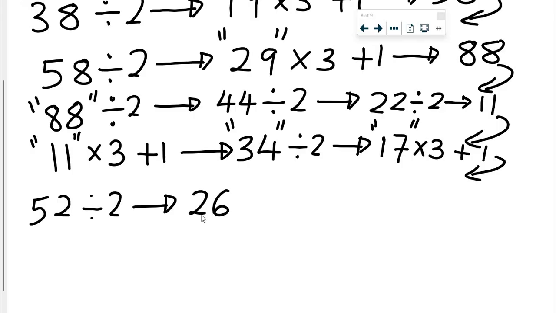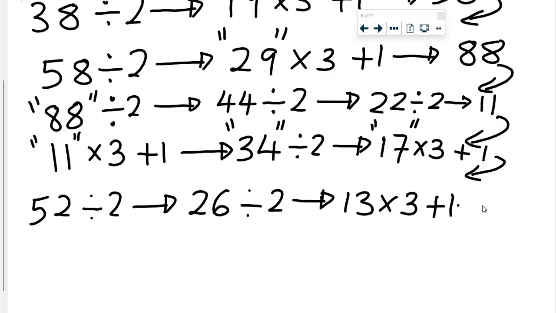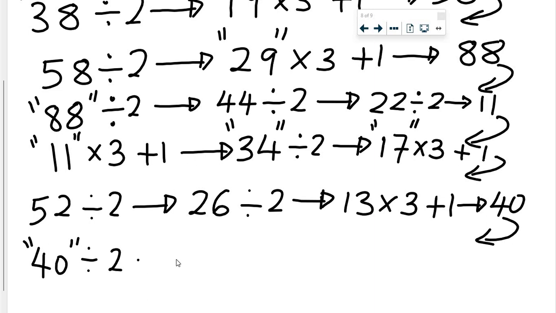Now 26 is even, you need to divide by 2. What do you get? 26 divided by 2, you get 13. 13 is an odd number. You need to multiply 13 by 3. The answer you get, add 1. What do you get? You are getting 40. 40 is even. You need to divide by 2.